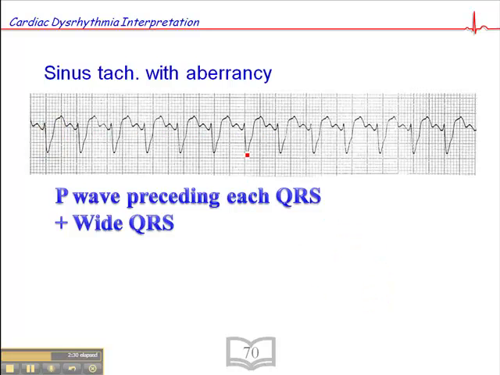And in this case, here's one that falls on a dark line. Let's count the heart rate: 300, 150, 100, and 10, 20, 30, 40. So in this case, we have a sinus tach of 140 with aberrancy.